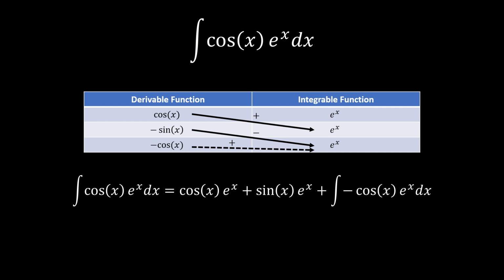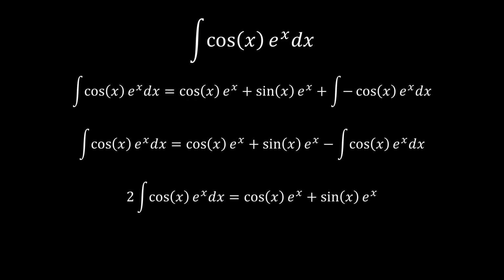So right now we have the integration of cosine of x times e^x dx equals cosine times e^x plus sine of x times e^x plus the integral of negative cosine x times e^x times positive 1 dx. Well, nice thing about that is, with that partial integral on the right side, we can pull out the negative 1, so that we're instead subtracting the integral of cosine x e^x dx.